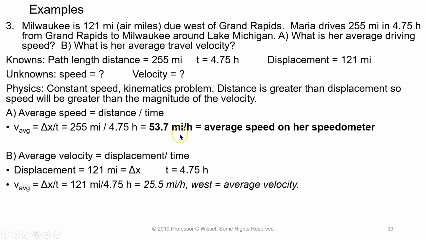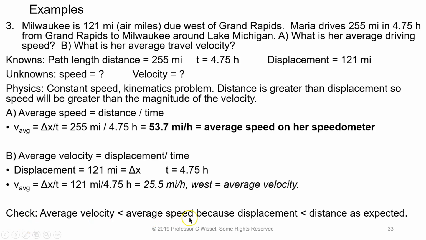Now notice that the magnitude of this is greater than the magnitude of that, and that's because the magnitude of this is greater than the magnitude of that. So average velocity is less than average speed because displacement is less than distance, as expected. So see, here's a check. Do these checks. And the units came out.